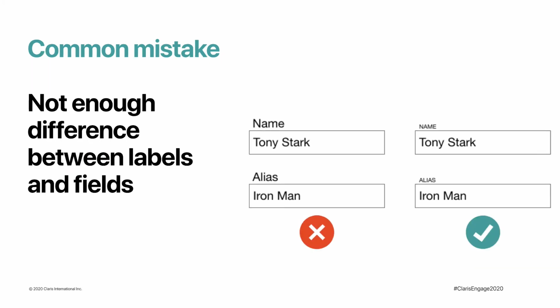A first simple mistake to avoid is when objects in different categories look too similar. For example, to differentiate labels from fields, do not hesitate to increase the difference in font size, or you can use color differences.